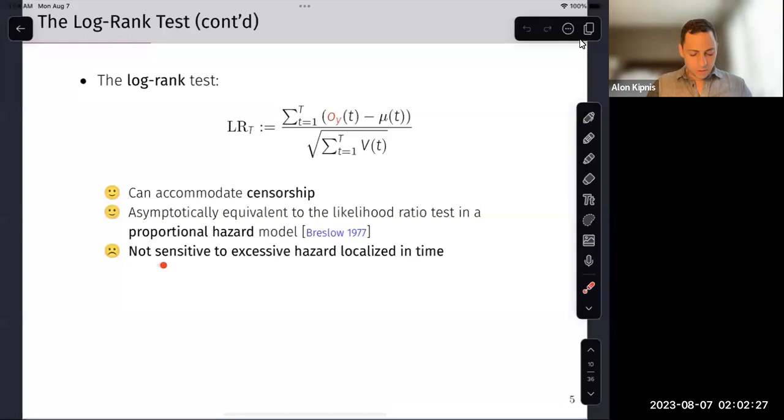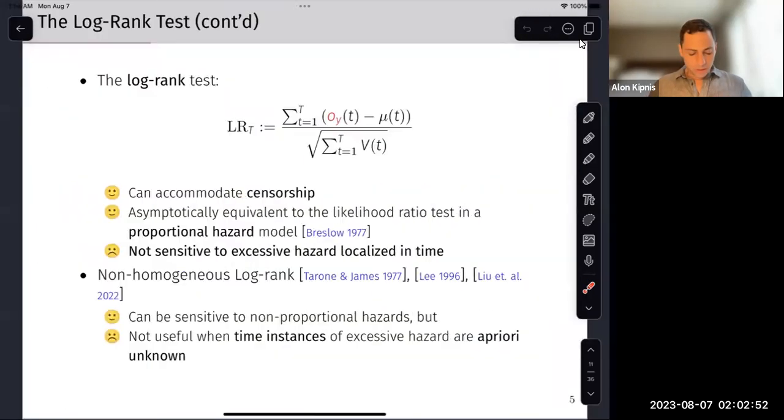But in the context of our analysis, we know that the log-rank test is not sensitive to excessive hazard that is localized in time. It is not built to be this way. It is built to average things over the entire duration of the study. Now, to address this fact, someone may propose the concept of a non-homogeneous log-rank test.